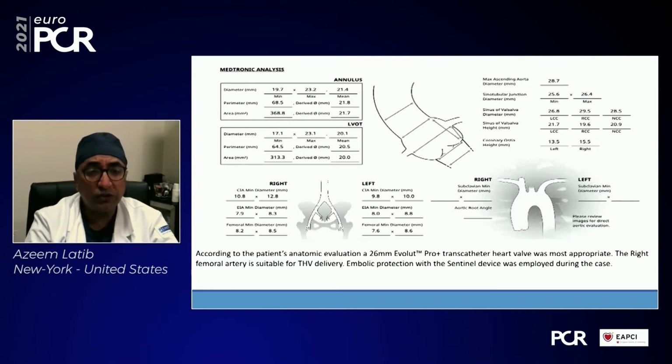So according to this evaluation, we thought she's a good candidate for a 26 millimeter Evolut PRO Plus transcatheter valve. We were going to use her right femoral artery for valve delivery, her left radial artery for pigtail and aortography, and embolic protection with a Sentinel device was employed during the case.